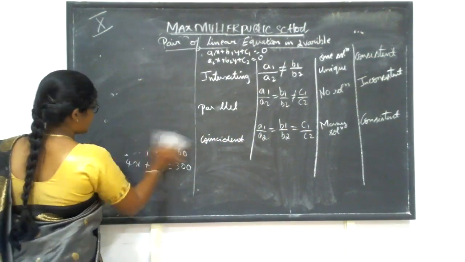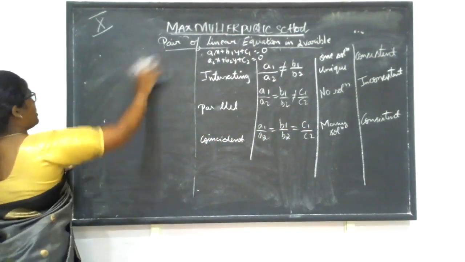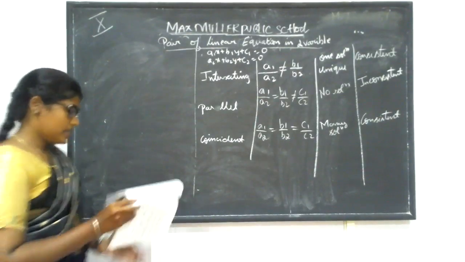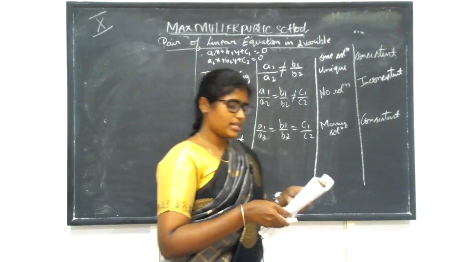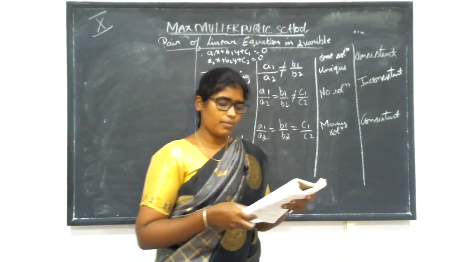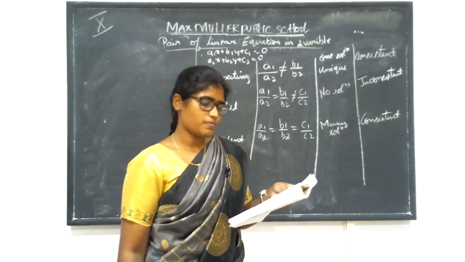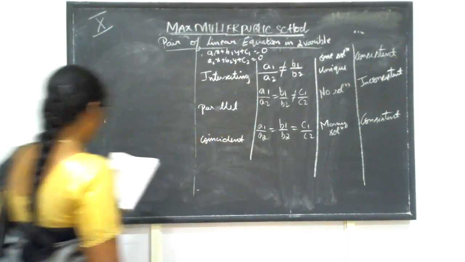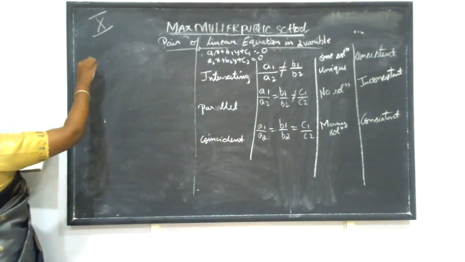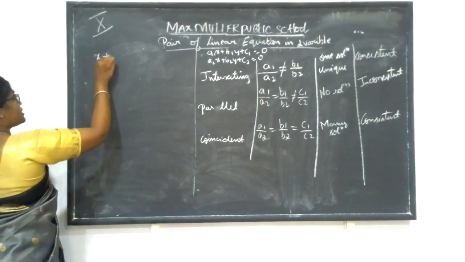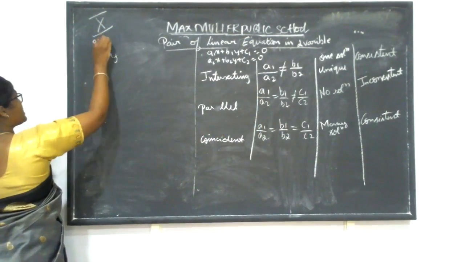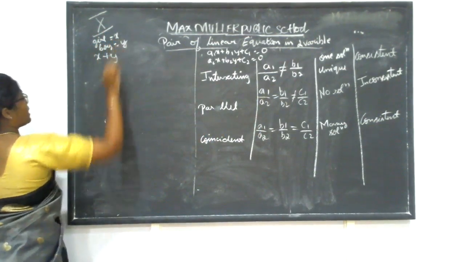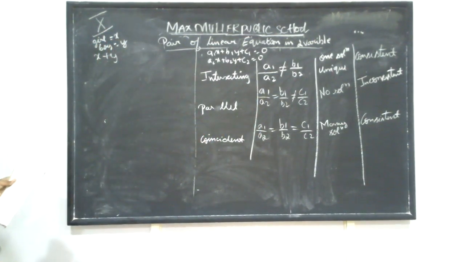So exercise, first one. Let us see what it is. 10 students of class 10 took part in a maths quiz. If the number of girls is 4 more than the number of boys, find the number of boys and girls who took part in the quiz. So what they have told: you have 10 students, both girls and boys are there. So girl is taken as x and boy is taken as y.